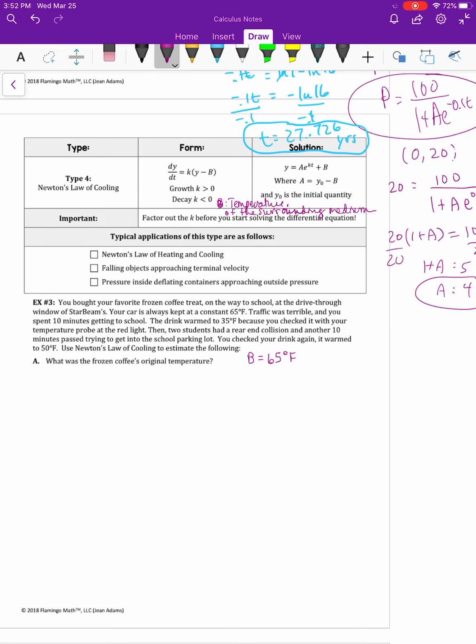So you're taking that coffee that's a certain temperature and you're putting it in that surrounding medium of your car, which is 65 degrees Fahrenheit. So that is your B. Traffic was terrible and you spent 10 minutes getting to school. The drink warmed to 35 degrees because you checked it with your temperature probe at the red light. Then 2 students had a rear-end collision and another 10 minutes passed trying to get into the school parking lot. You checked your drink again. It warmed to 50 degrees.